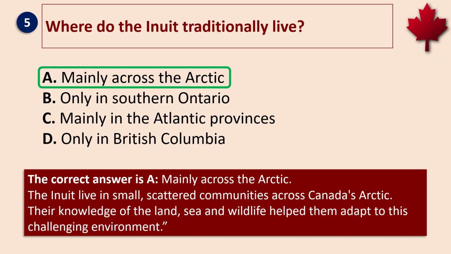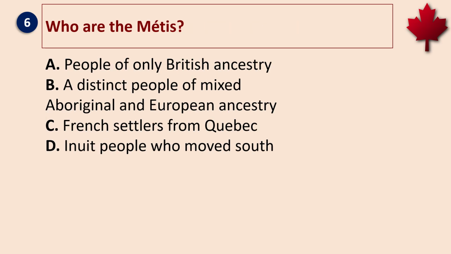The correct answer is A. Mainly across the Arctic. The Inuit live in small, scattered communities across Canada's Arctic. Their knowledge of the land, sea and wildlife helped them adapt to this challenging environment. Who are the Métis? A. People of only British ancestry. B. A distinct people of mixed Aboriginal and European ancestry. C. French settlers from Quebec. D. Inuit people who moved south.